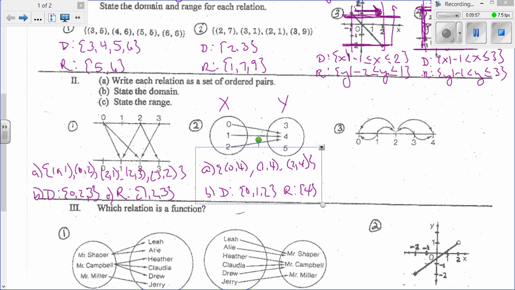For the last one here, this one is kind of funny looking. The arrows are where they end. So 1 maps to 0, and 1 maps to 2, and 2 maps to 0, and 2 maps to 4. 3 maps to 2, and finally 3 maps to 4.